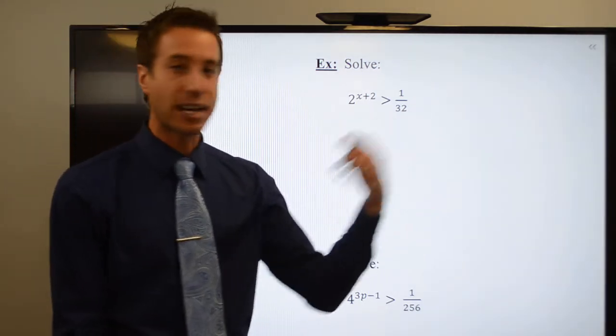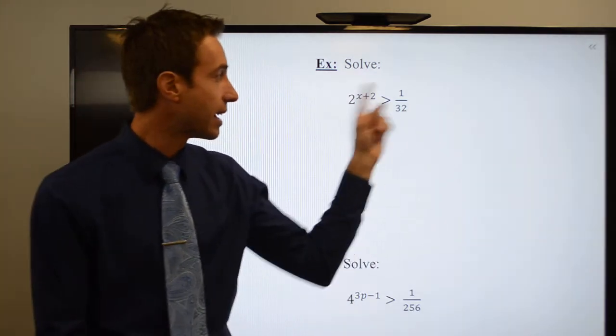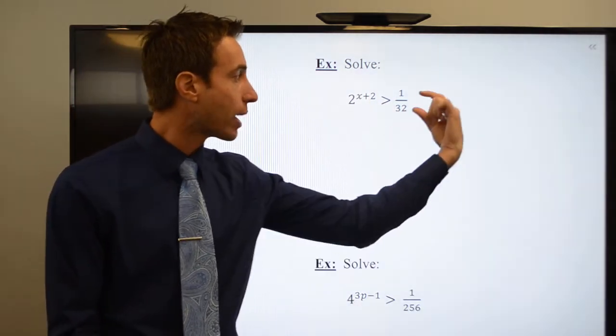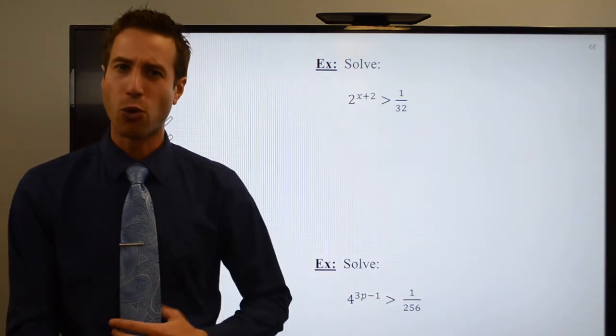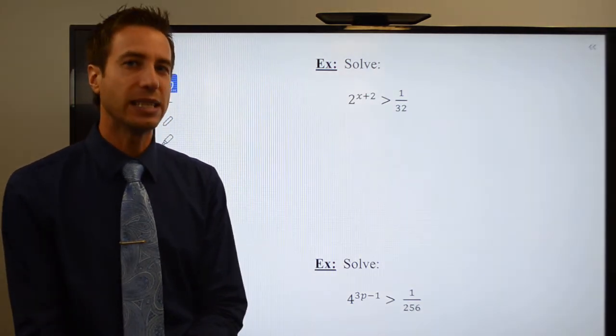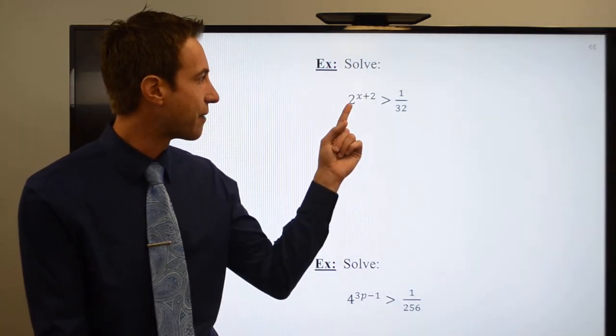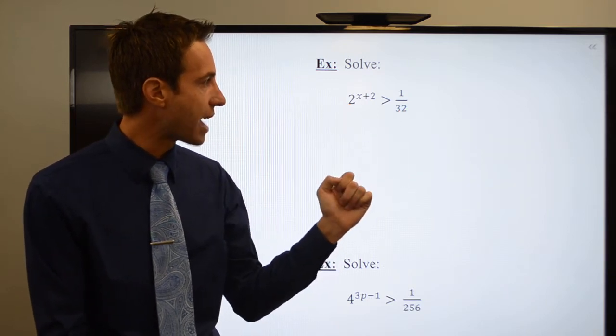What I've got is something that actually looks a little bit different. We've not seen this before. I have this whole thing in inequality, but it's greater than a fraction. Don't let that freak you out. We'll show you how it works. It's not that big a deal. First thing I need to do though is I do need to get my bases to be the same. I have a 2 on this side, and I've got a 32 in the denominator on that side.